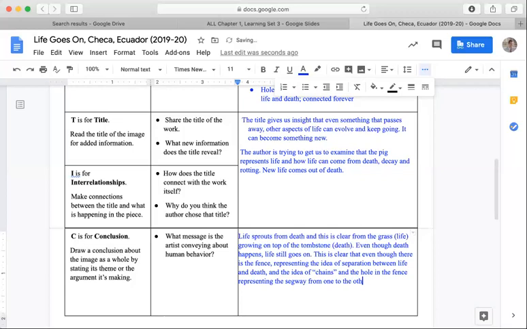It shows the constant connection between life and death. One cannot seem to be present without the other. There we go, we have our full OPTIC analysis.